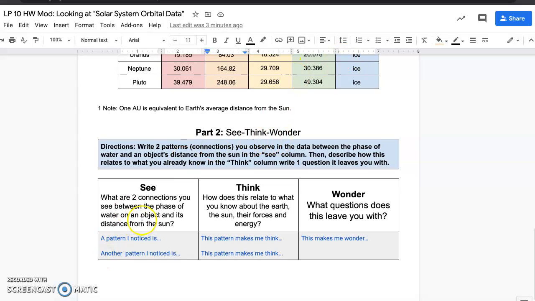You're going to write 2 connections that you see between the phase of water on an object, like is it solid, gas, vapor, or liquid, and how that relates to an object's distance from the sun. So make 2 observations and record them here. Then connect those observations to what you already know, or what you think the reason might be, and how it relates to what you already know about the sun, Earth, their forces and energy. Then write a question that this leaves you with. All right, good luck.